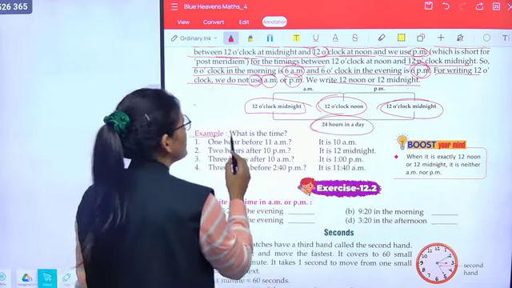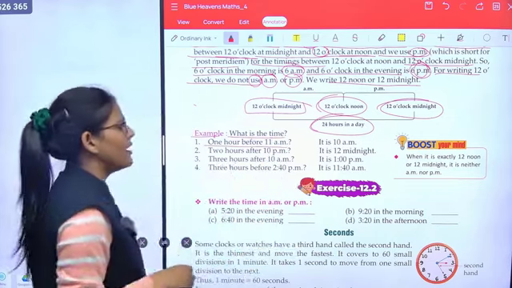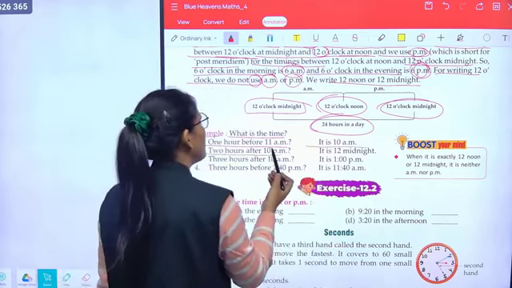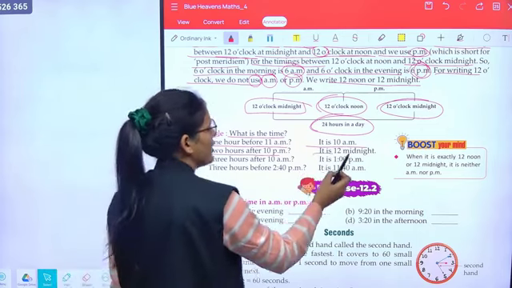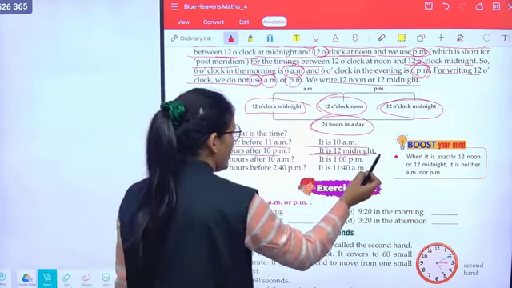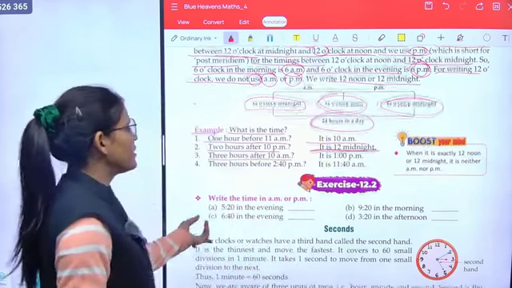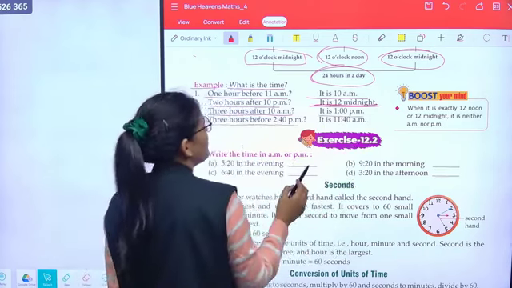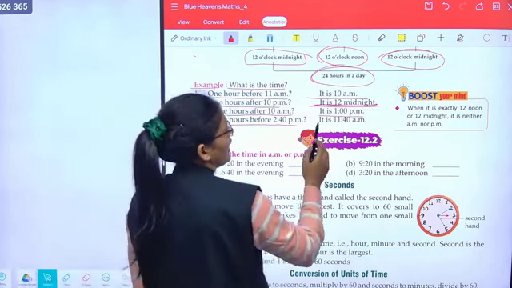Now example, what is the time? 1 hour before 11 AM. So it is 10 AM. See, 2 hours after 10 PM. So it's 12 midnight. 3 hours after 10 AM. So it is 1 PM. Now 3 hours before 2:40 PM. So it is 11:40 AM.